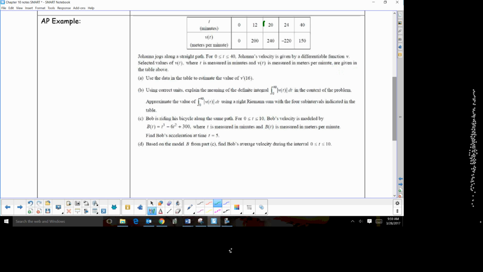It didn't tell me I had to. Do you want to label? It would be in what? Meters per minute squared, because we're on acceleration. Okay, B, using correct units, explain the meaning of that definite integral in the context of the problem. Let's do that first. Let's see if we can write what that means in context of the problem with correct units.